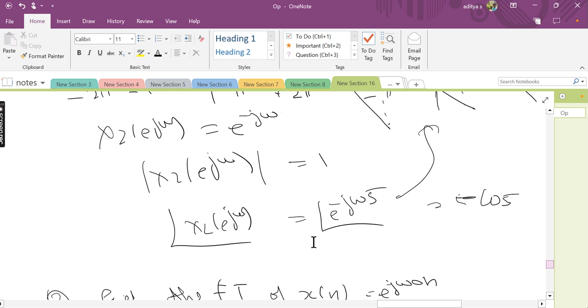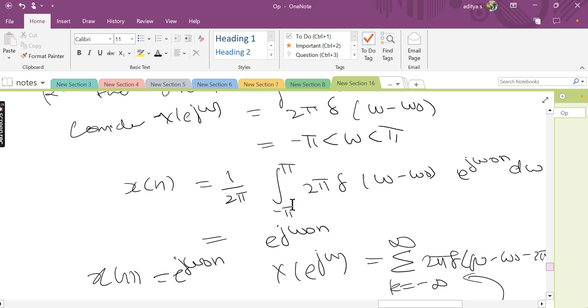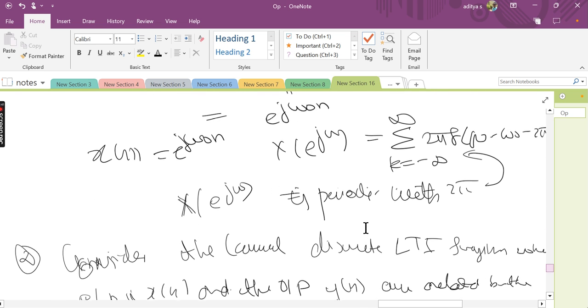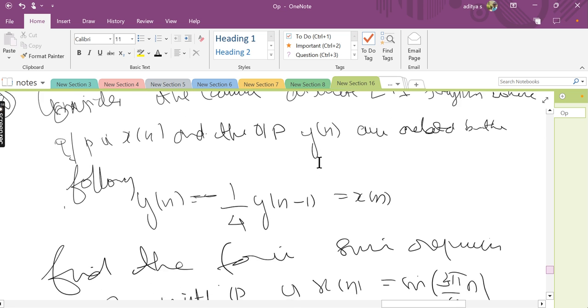Taking both sides, find the Fourier transform is the question, and x of n is 1 by 2 pi, integral from minus pi to pi. We are writing X of e raised to j omega as the summation over k from minus infinity to infinity of 2 pi delta, and considering the causal linear time-invariant system.